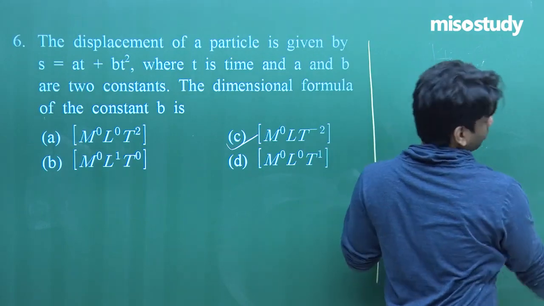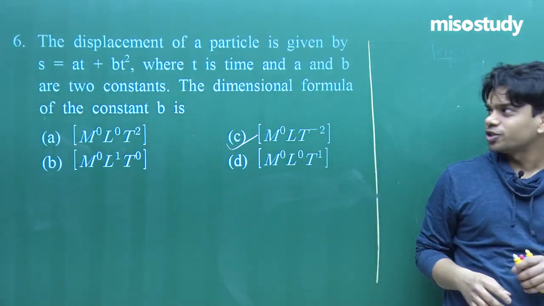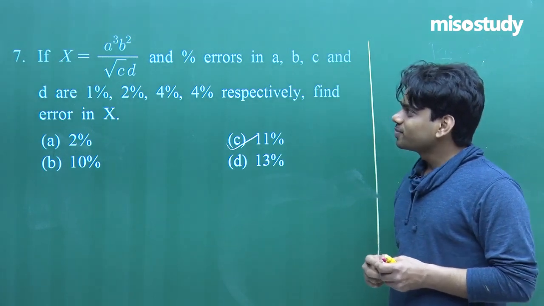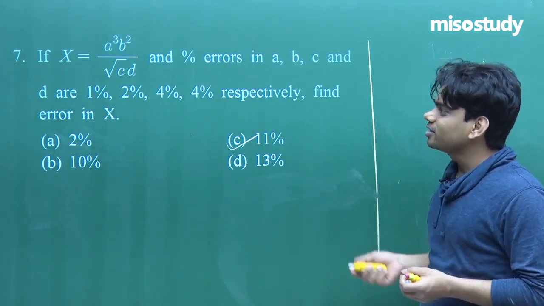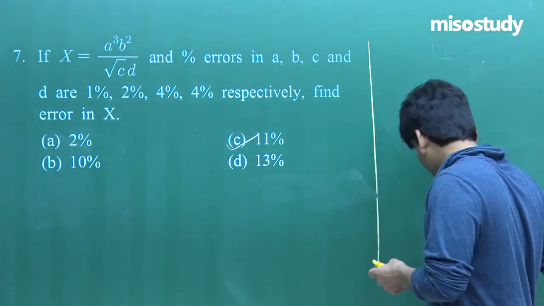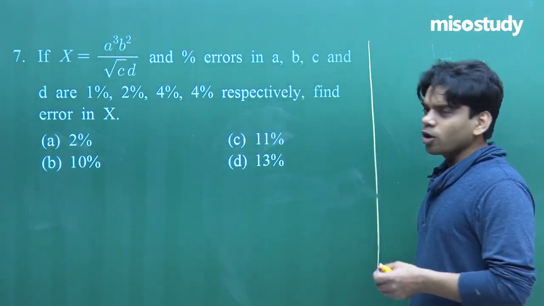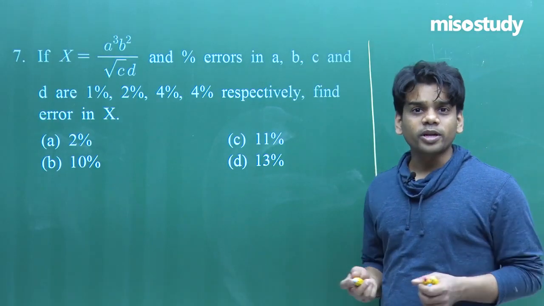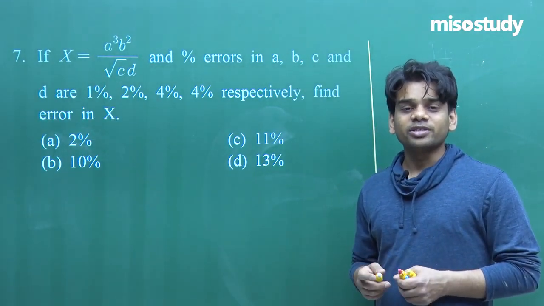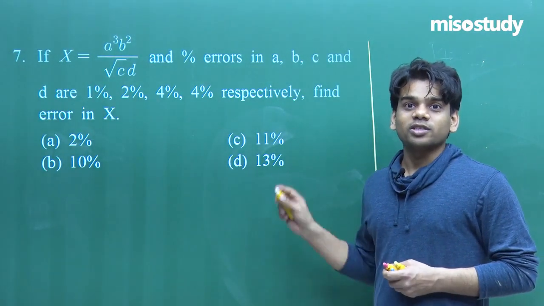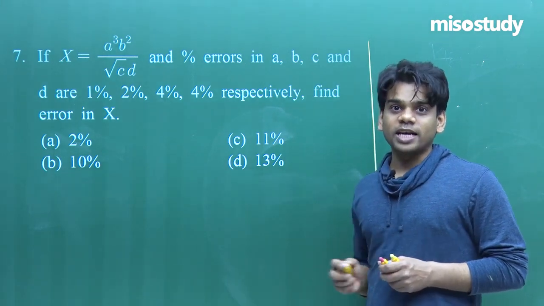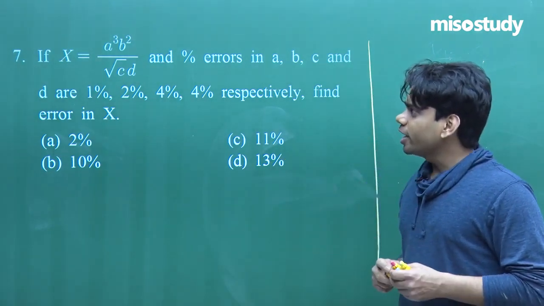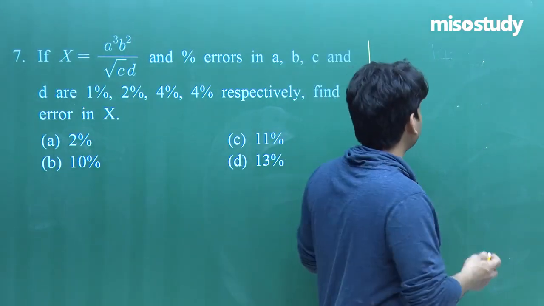We have to compare both the sides. Next question we are having, 7th one. X equal to this and percentage and A, B, C and D are given. So same kind of question we are having again. Because such kind of questions are very much repeated in your examinations, both in board and in CBSE NEET examination. So be very much prepared for solving such kind of question. That's why we have included more such kind of questions in our practice. X equal to this, A cube B square upon root C and D.